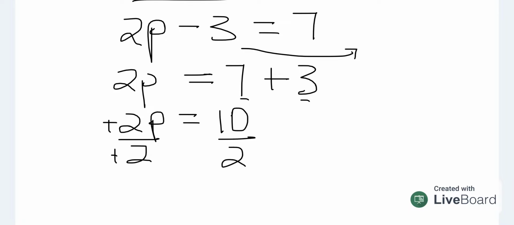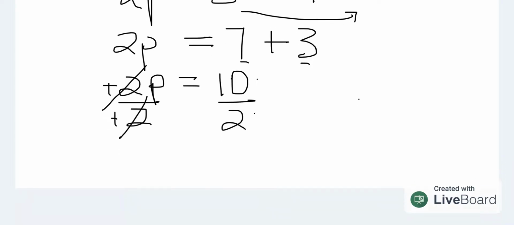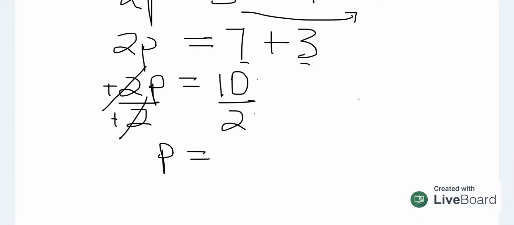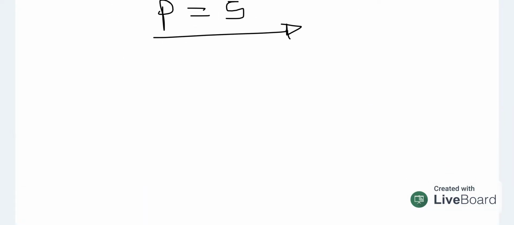So if it is positive 2, you don't need to write it because it is there as an invisible positive. So why did you divide by 2 is so that that cancels with that, and that divided by that gives you 5. So that means p is equals to 5, and that should be the end of it. Okay, let's look at another one.